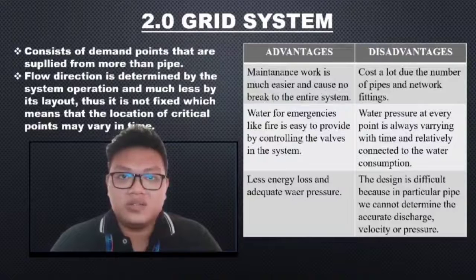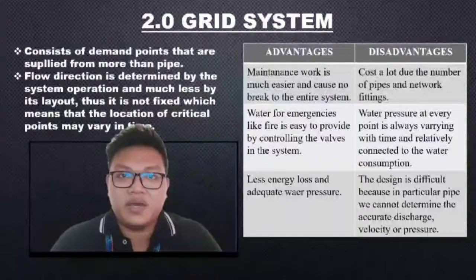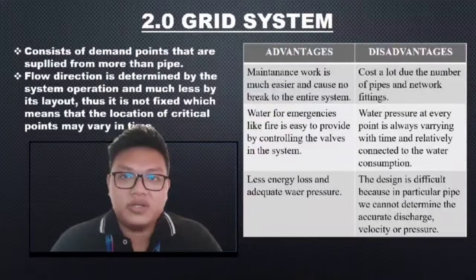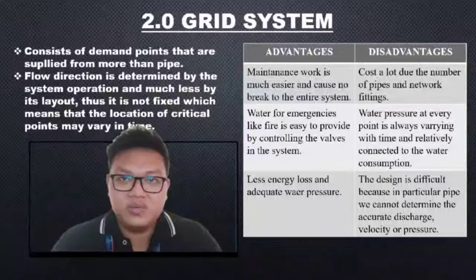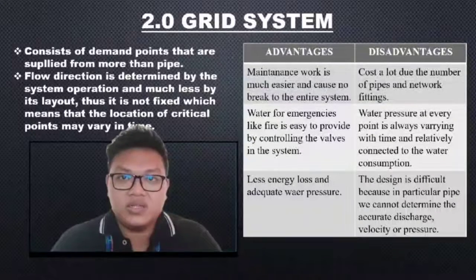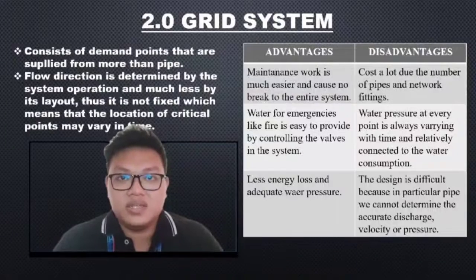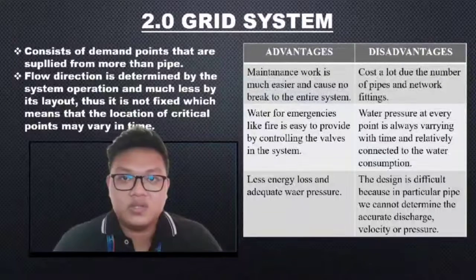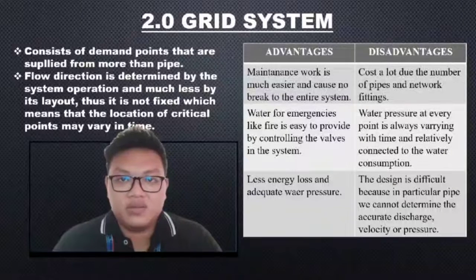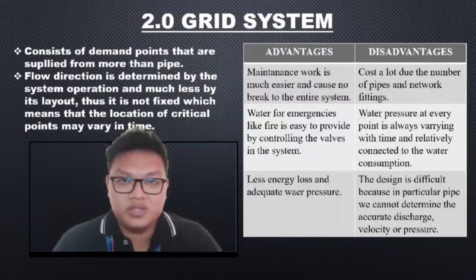For disadvantages, first, it costs a lot due to the number of pipes and network setting. Second, water pressure at every point is always varying with time and relatively connected to the water consumption. Last, the design is difficult because in a particular pipe we cannot determine the accurate direction, velocity, or pressure.